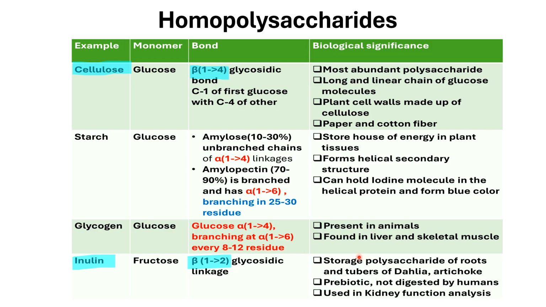Clear? The fourth example is inulin. Inulin is made up of fructose as a repeating unit. It is the storage polysaccharide of roots and tubers of dahlia and artichoke. It is not digested by humans. It is prebiotic and it is used in kidney function analysis tests. Coming to glycosidic linkage, it has beta 1,2 glycosidic bond in it.